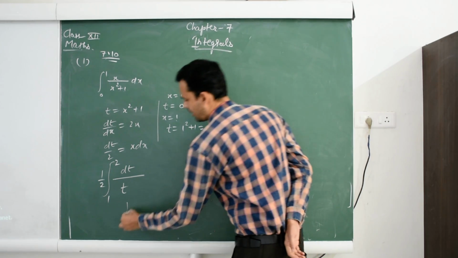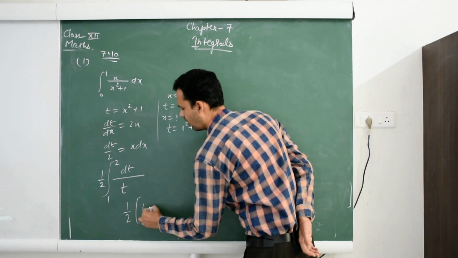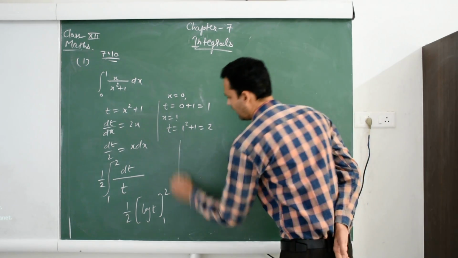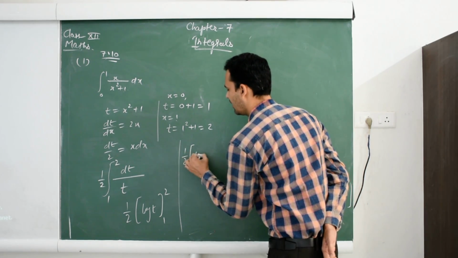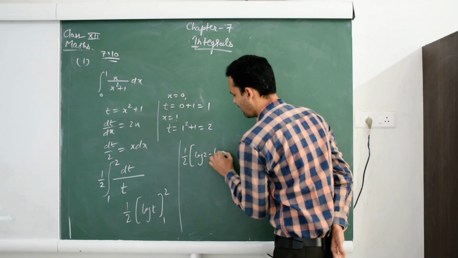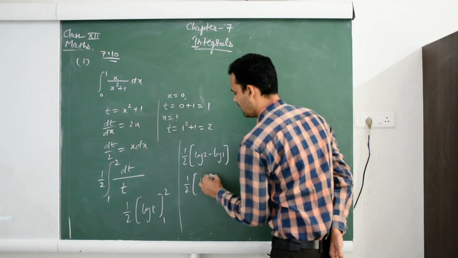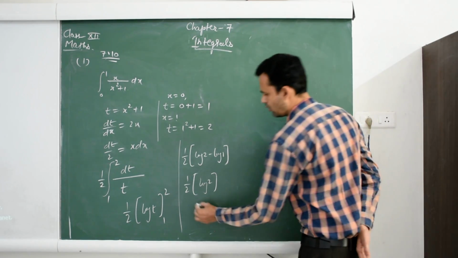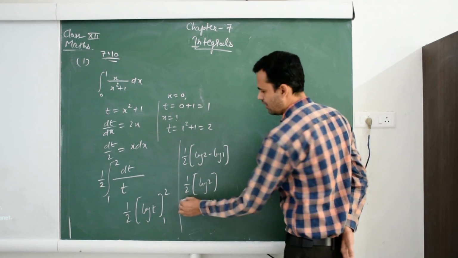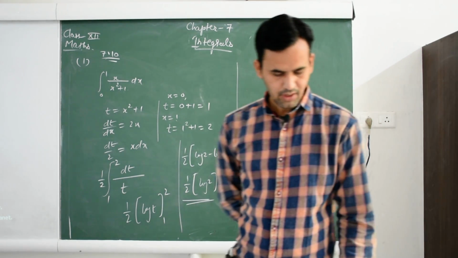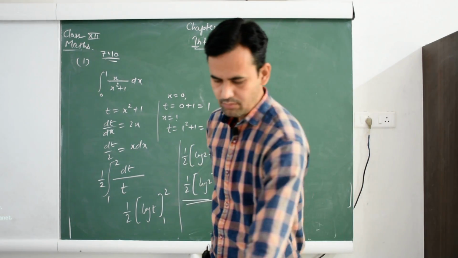Now integrate it, so we get log t with limits 1 to 2, and upper limit minus lower limit means log 2 minus log 1. We know that the value of log 1 is 0, so it is log 2. So 1 by 2 log 2 is the answer of this question number 1.